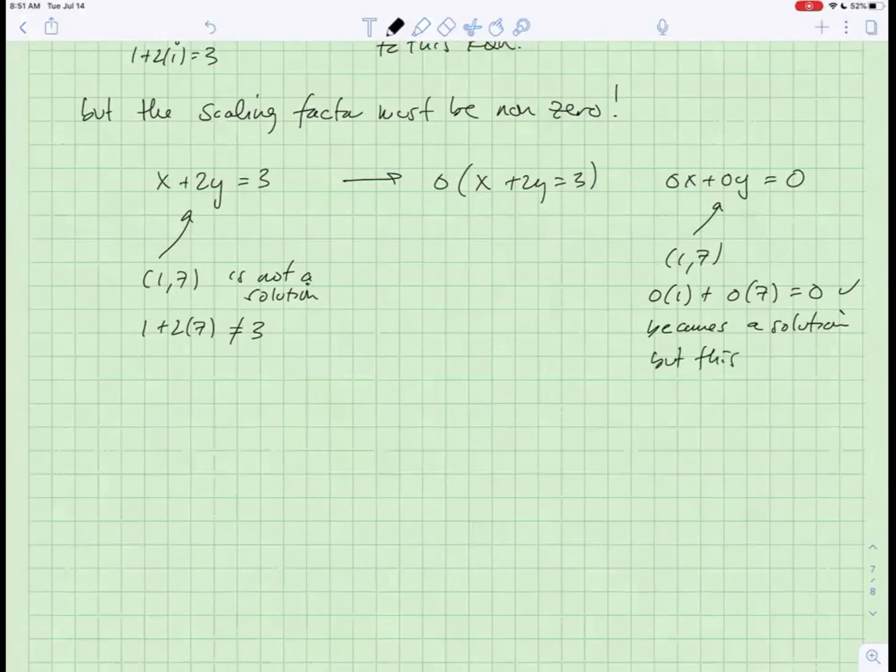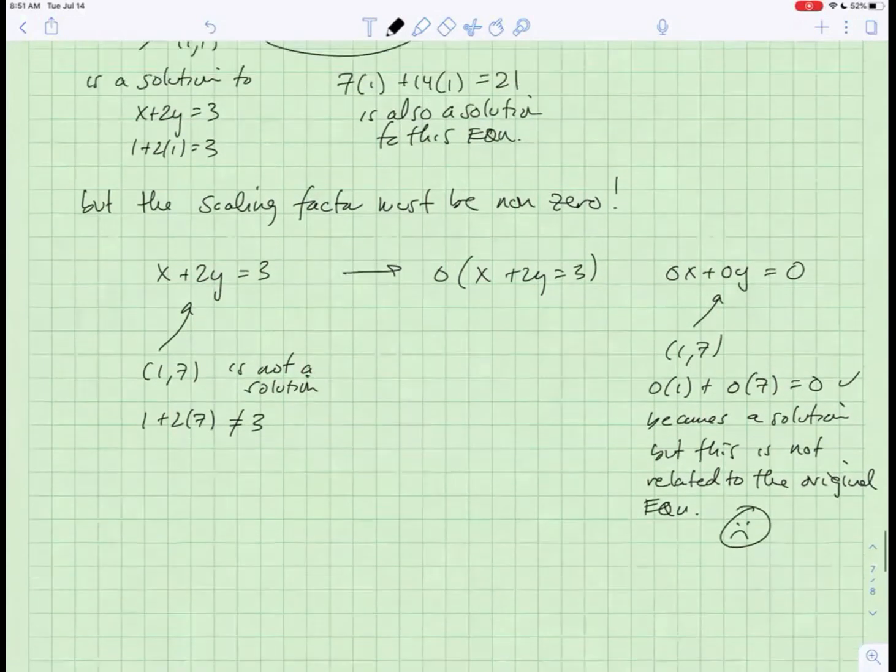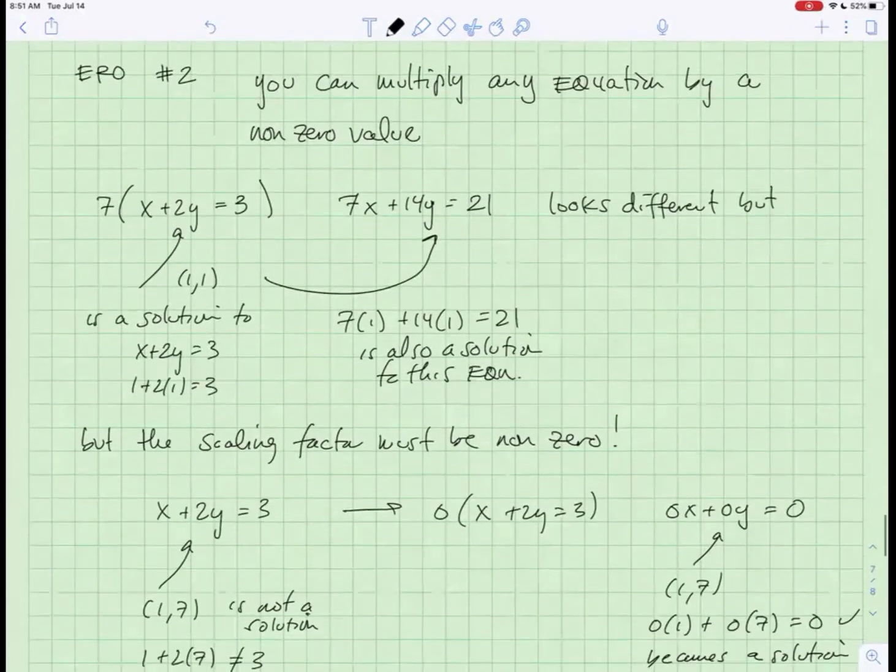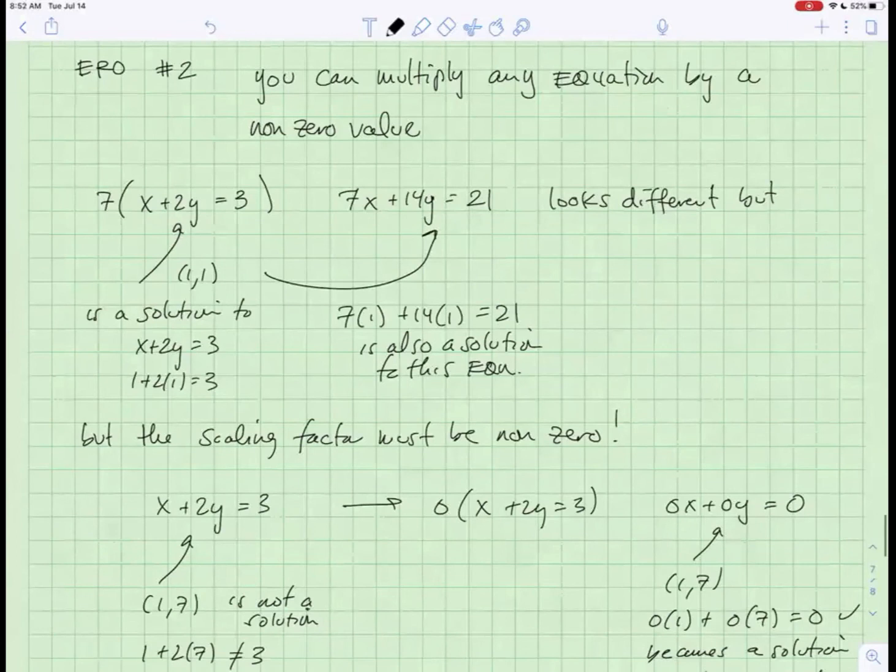But this is not related to the original equation. So watch out. You can multiply by anything you want that's non-zero. So that's where we're going to start using the elimination.